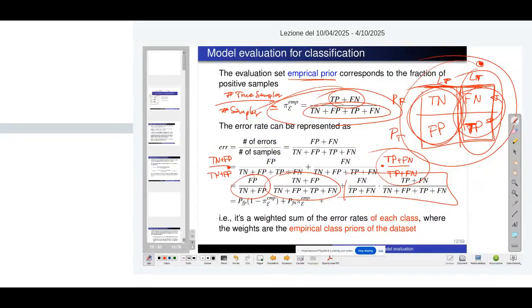What did we do here? Well, let's look at the second term. What is this term here? True positive plus false negative divided by all the elements of the data set. This is exactly the empirical prior. What is this term? False negative divided by true positive plus false negative.